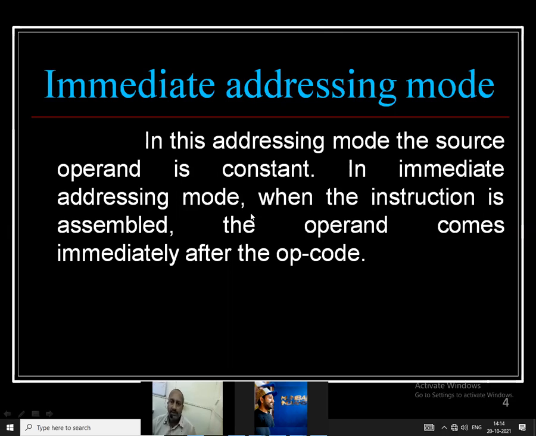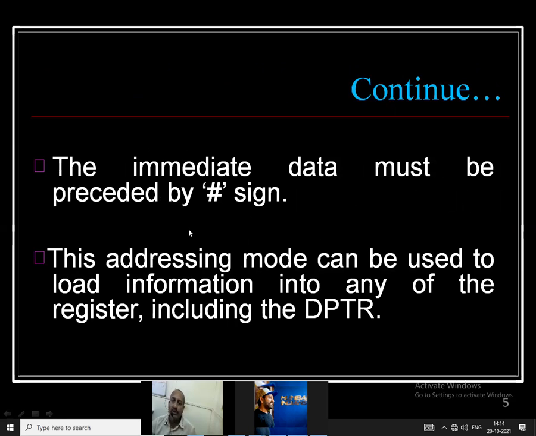In immediate addressing mode, when the instruction is assembled, the operand comes immediately after the opcode. So with the help of this particular example only we will come to know. The immediate data must be preceded by hash. हे महत्वाचं सेंटेन्स आहे. So it can be asked in your MCQ itself. The immediate data must be preceded by hash.